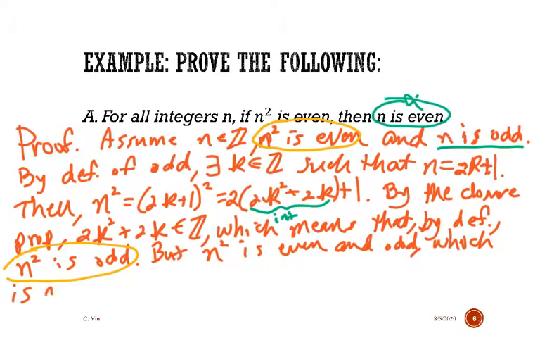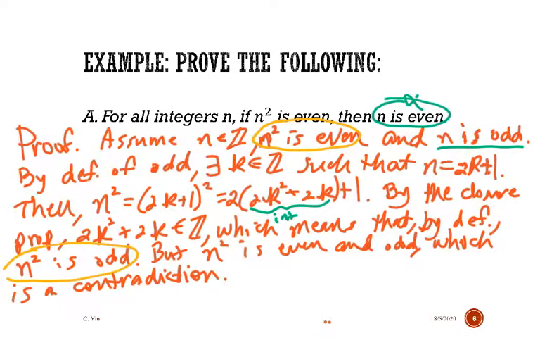Which is a contradiction. Alright, so we had from the beginning that it was even. Now we just showed that it was odd. That's a contradiction, and so that means that that can't really be true. Well, what really can't be true?